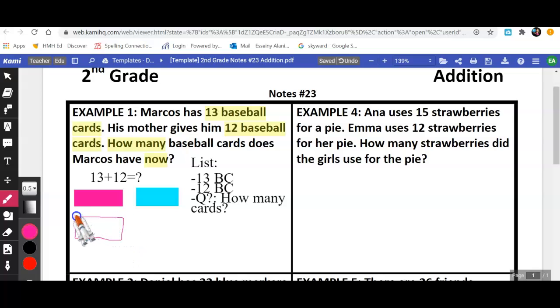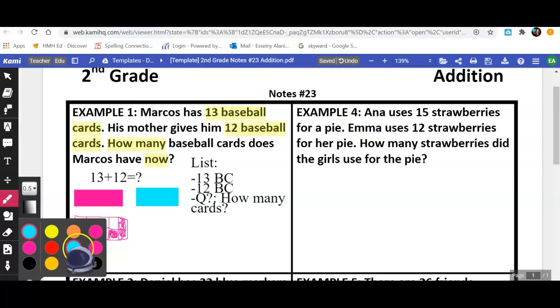And I need to draw my base 10 block. I have to make sure that it has 10 little squares. 1, 2, 3, 4, 5, 6, 7, 8, 9, 10. And then 1, 2, 3, 4, 5, 6, 7, 8, 9, 10. I'm going to shade in 3: 1, 2, 3. So now this shows me that I have 13.